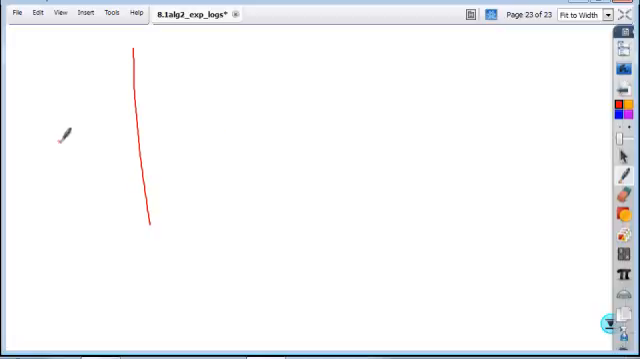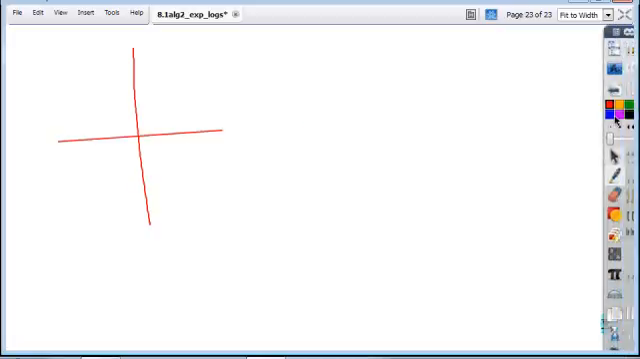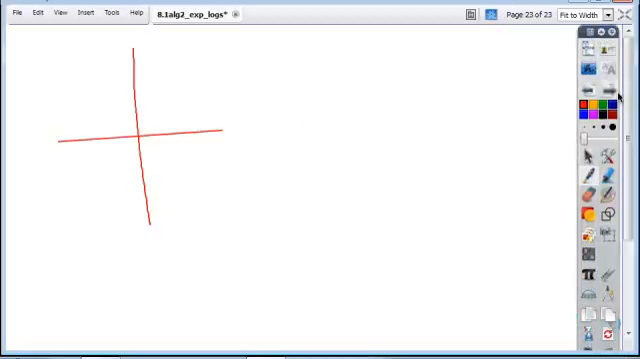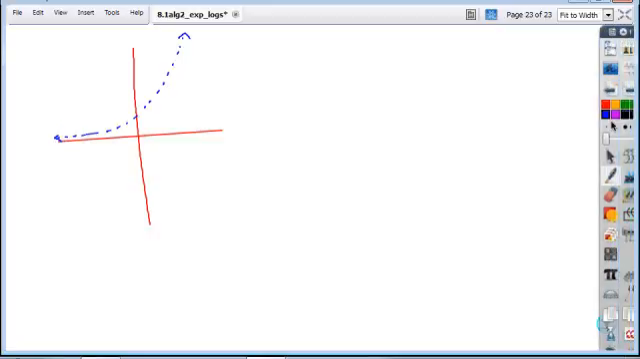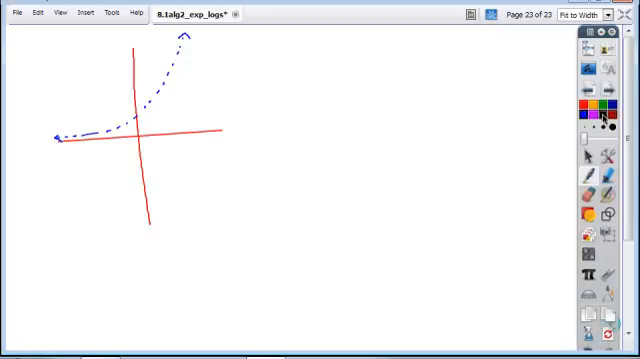A log is the inverse of an exponential function. So if we took our exponential function looking like this, so here's our exponential function. Anytime you take an inverse, it's just going to be reflected across the line y equals x.